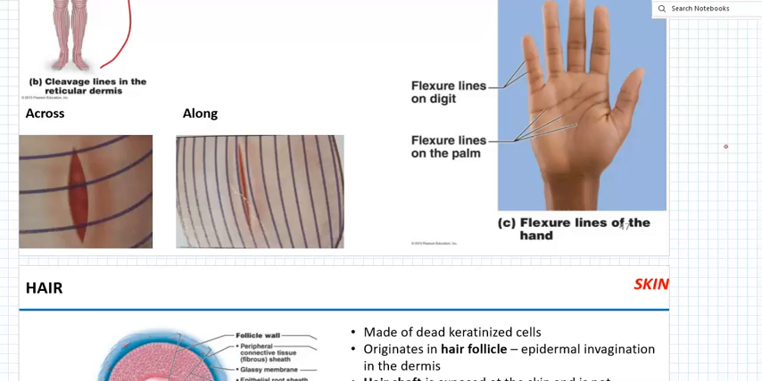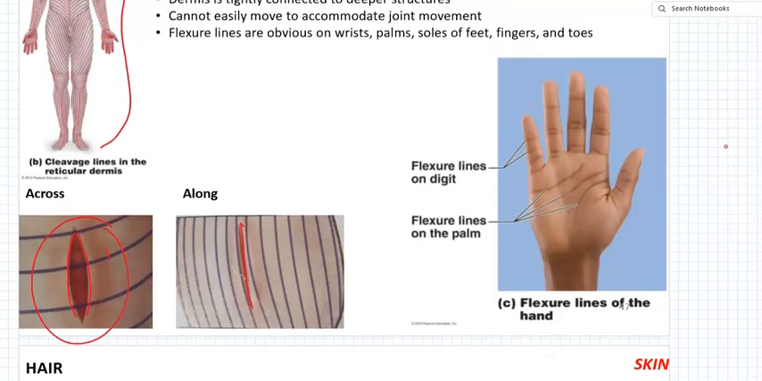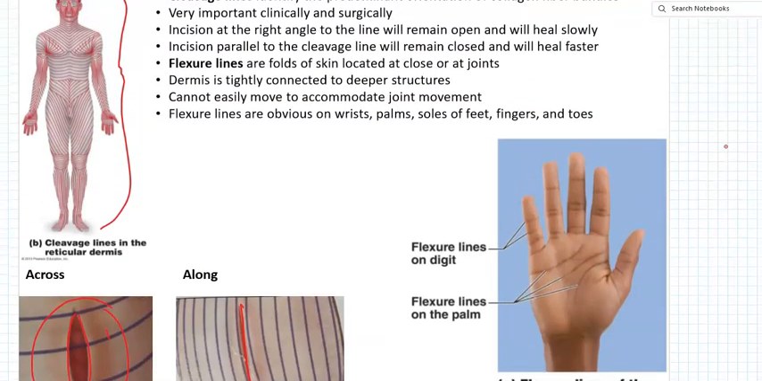If you look at surgical incisions, if surgical incisions run across the cleavage lines, the collagen fibers will pull on the edges of the wound and they will slow the healing. Okay? But if an incision is made along the lines, then the edges of the wound are much easier to stitch and the healing is quicker.